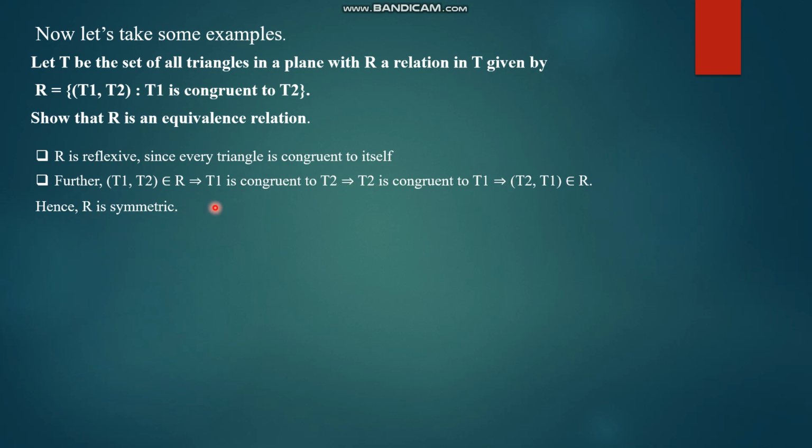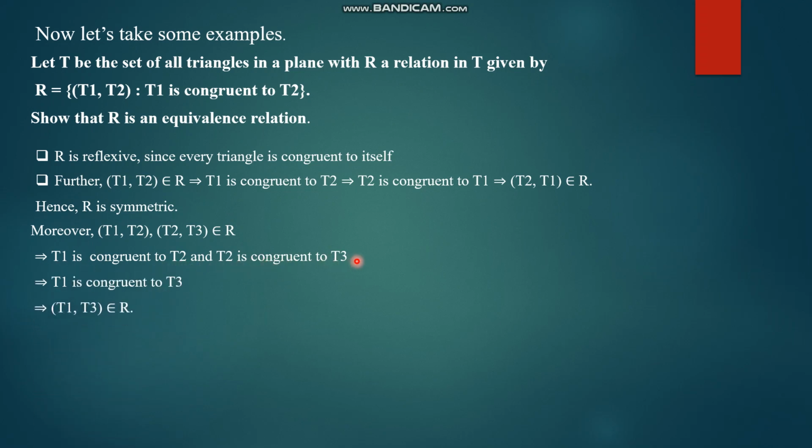Therefore, R is symmetric. Now, if you take three triangles T1, T2 and T2, T3 belong to R, what is the meaning? Obviously, T1 is congruent to T2 and T2 is congruent to T3. In that case, T1 must be congruent to T3 because these two are congruent, these two are congruent. So obviously, first one and third one is congruent. So T1, T3 also belongs to R. Therefore, R is transitive. So we have all the conditions satisfied: reflexive, symmetric, and transitive. Therefore, R is an equivalence relation.